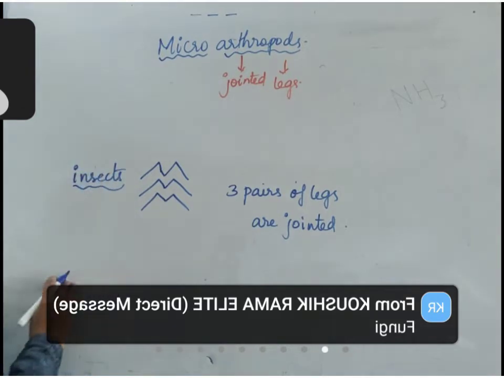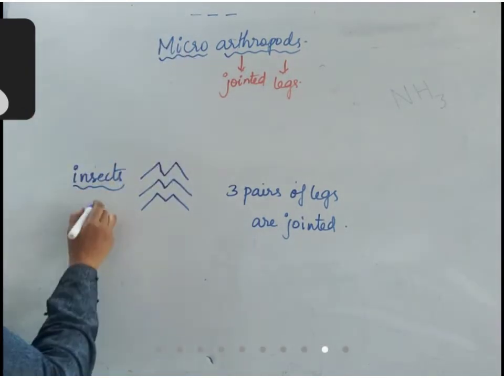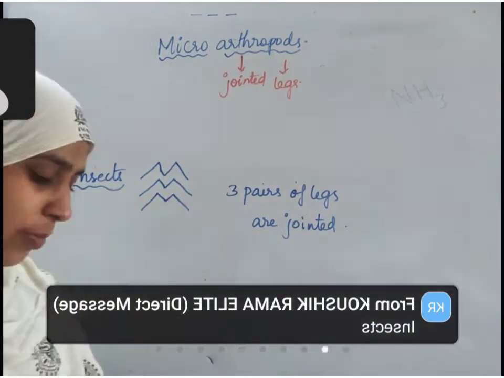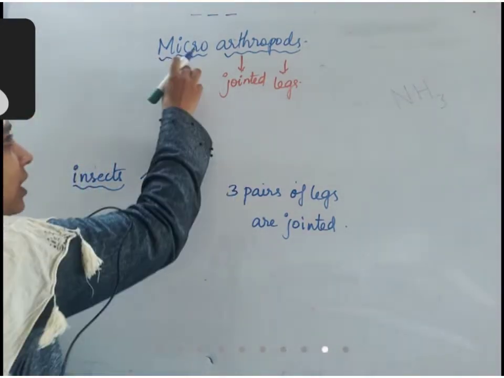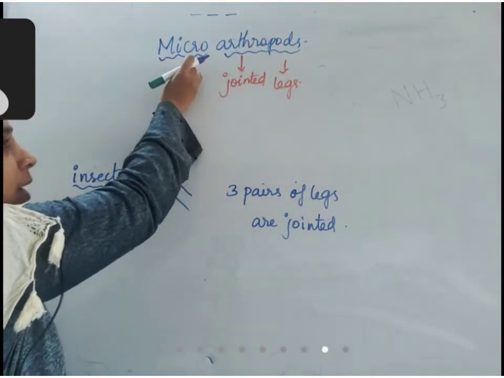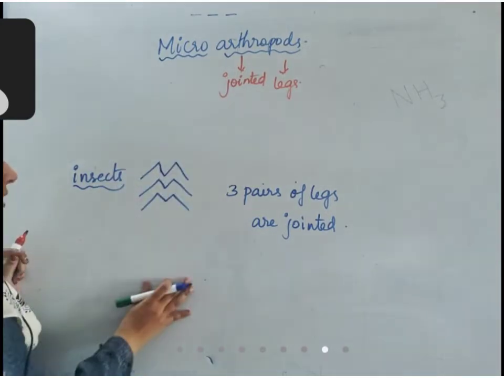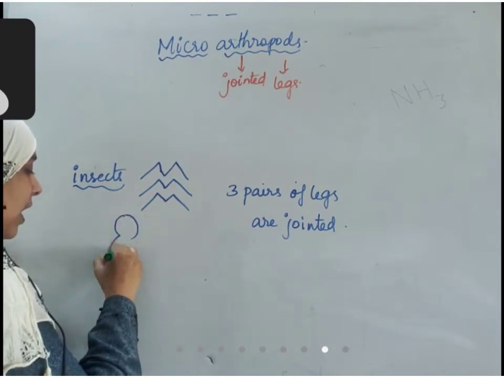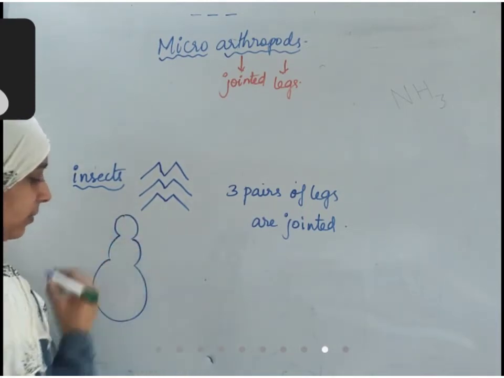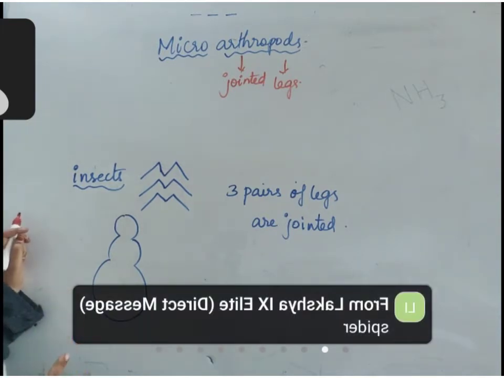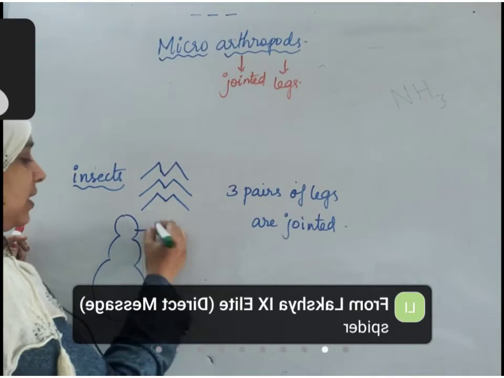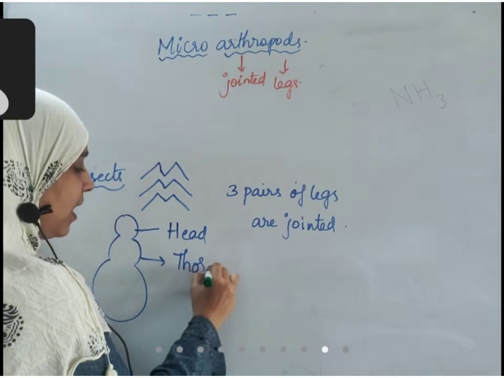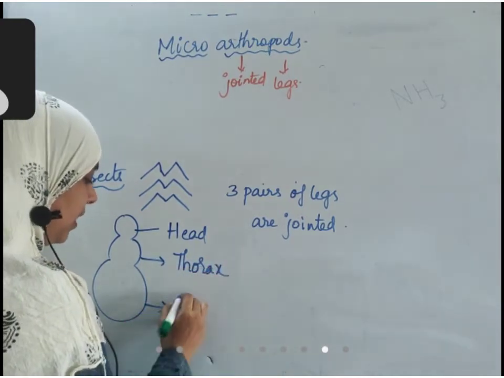Among the insects, there are some very minute insects. They also belong to the group insects only. Yes, Kaushik, Rama, you're right. So we are talking about very minute insects. Like other insects, they also have a head, a thorax, and an abdomen. All the insects have three parts in their body. First one is head, second one is thorax, and third is abdomen.